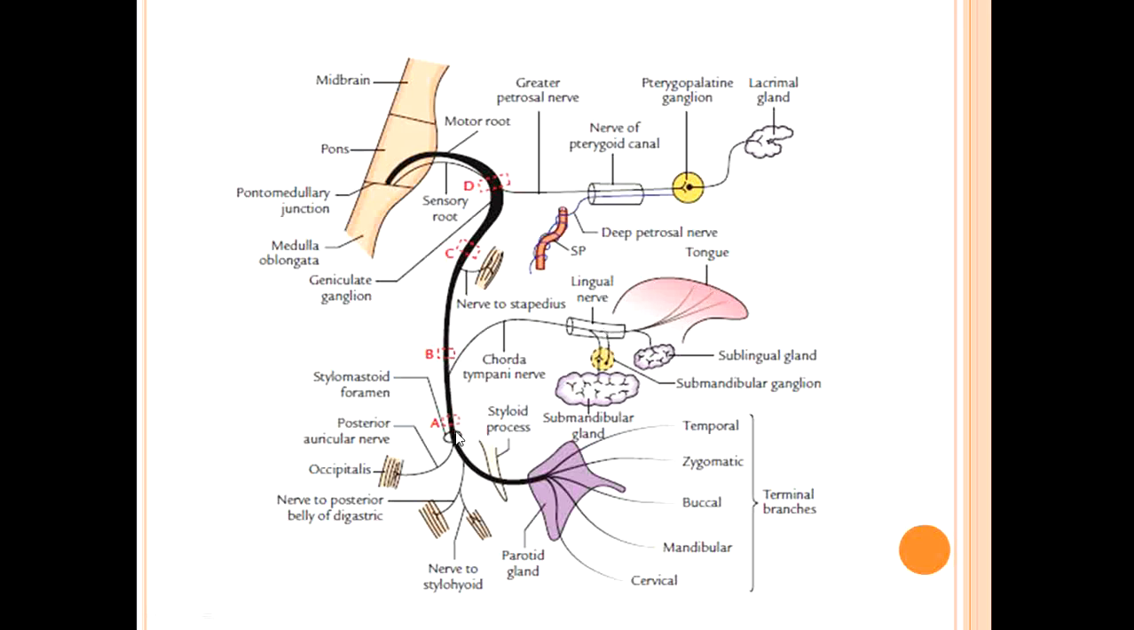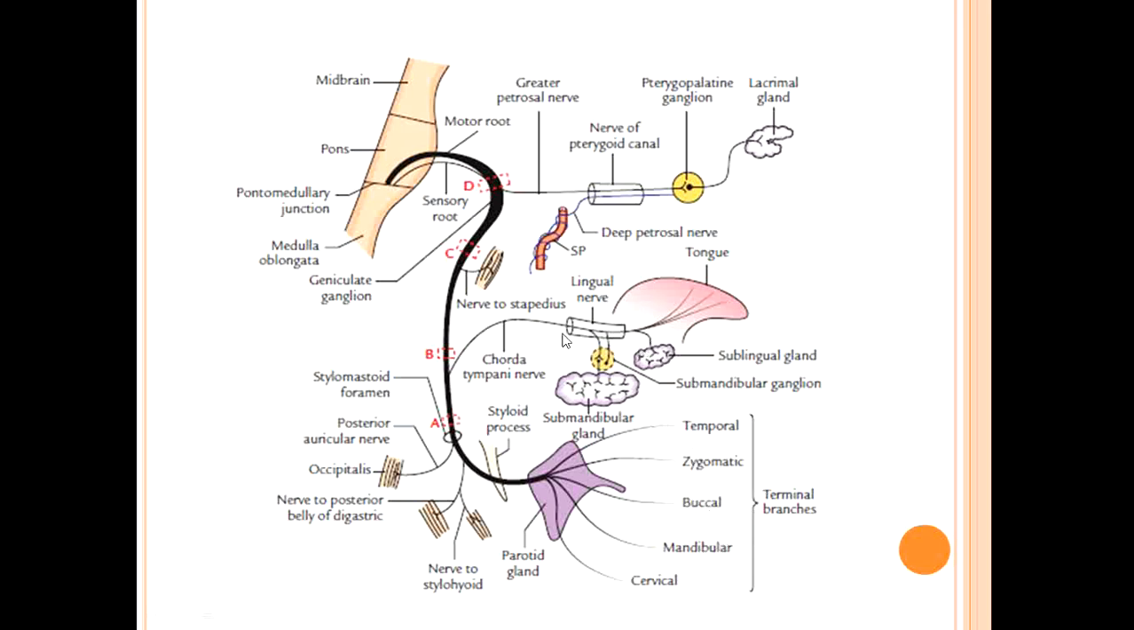Okay, then what other branches are there? I told you before it is giving these five terminal branches. It will be giving a branch to the occipital belly of occipitofrontalis, that is the posterior auricular nerve. Another is the branch to the posterior belly of digastric and stylohyoid, and one more was there. What is that? This cervical branch will supply the platysma muscle. So you can see here these are the terminal branches: temporal, zygomatic, buccal, mandibular, and cervical.